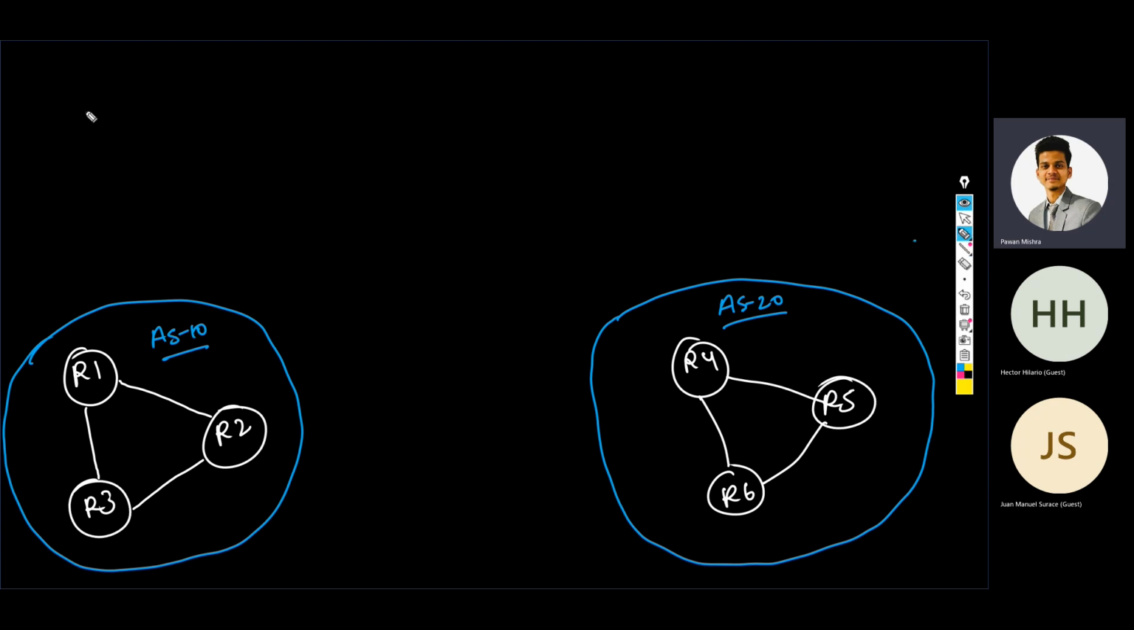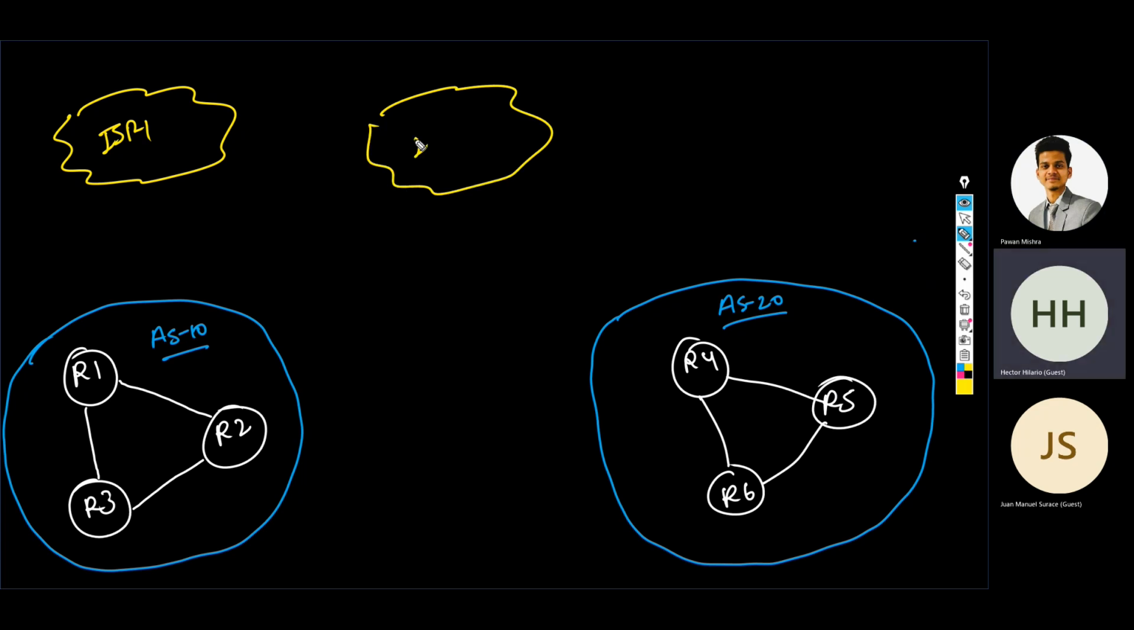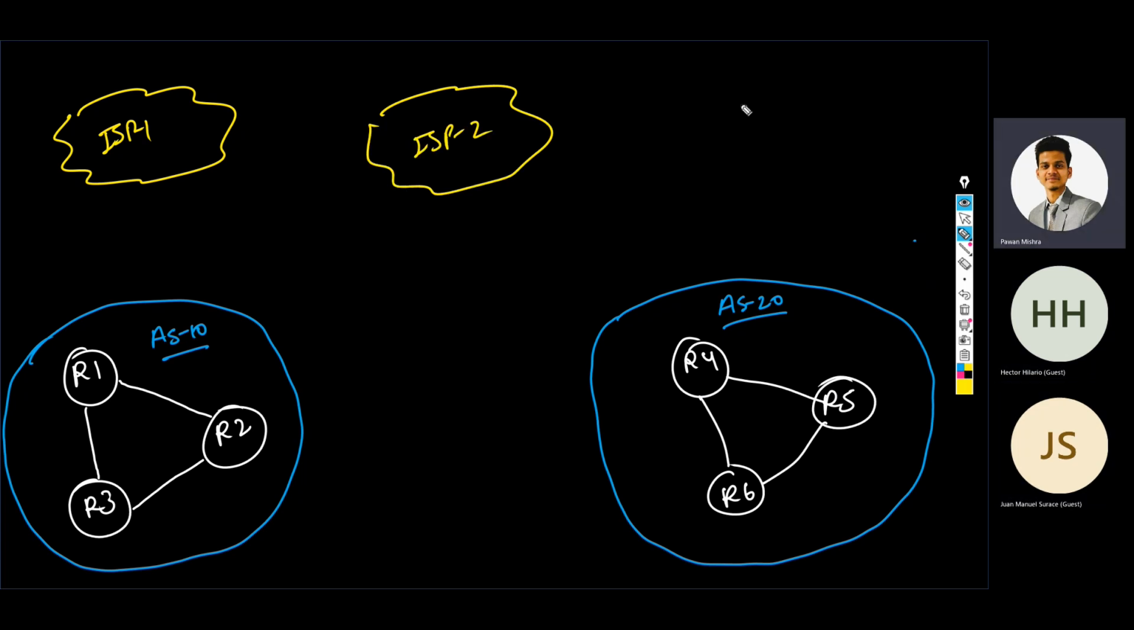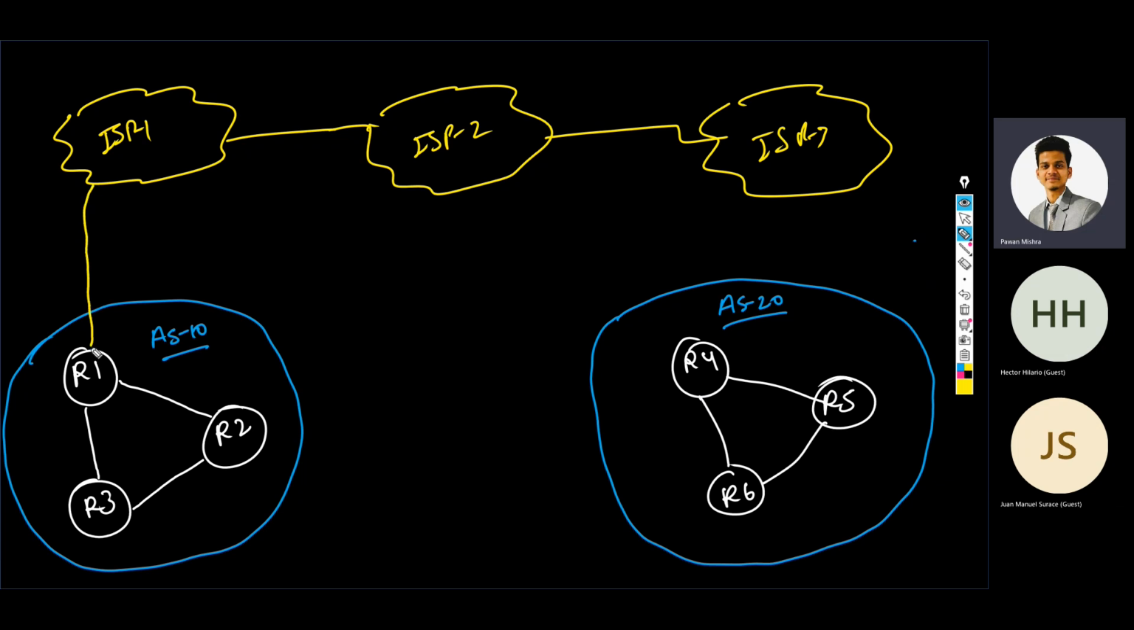After that, I have the ISPs here: ISP 1, ISP 2, and ISP 3. All these ISPs are connected to each other, and this company also takes an internet connection from the ISP like this. So this is our scenario.